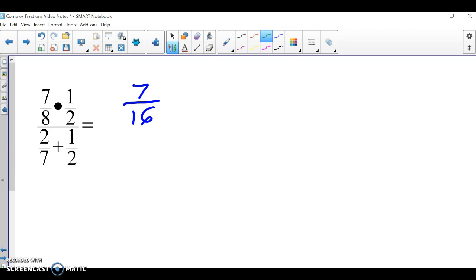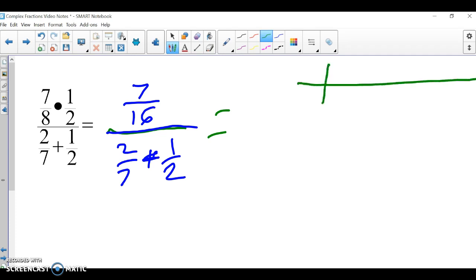Now I can move to the bottom. Let's do that in a different color. Oh, actually, let's rewrite the problem. 2/7 plus 1/2. Okay, so that was the top. Top is done. Now we move to the bottom. And the bottom doesn't have a common denominator. And it's also adding. So we have to create one. So let's do one up here. So we have 2 and 7. So 2 times 1 is 2. 2 times 2 is 4. 2 times 3 is 6. Then we have 8, 10, 12, 14, and I'm out of room.